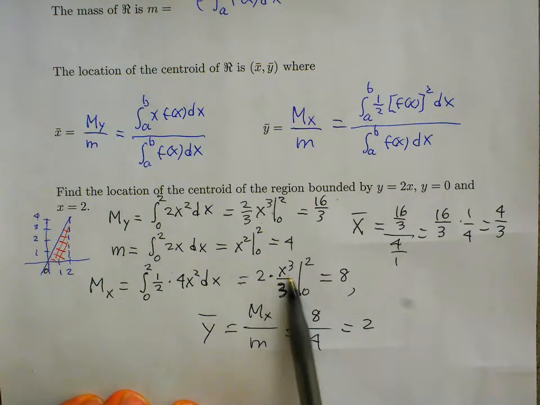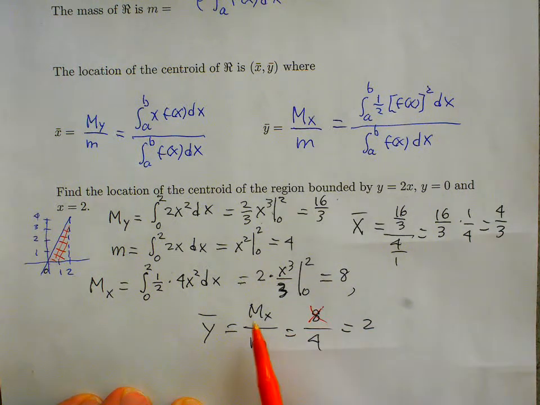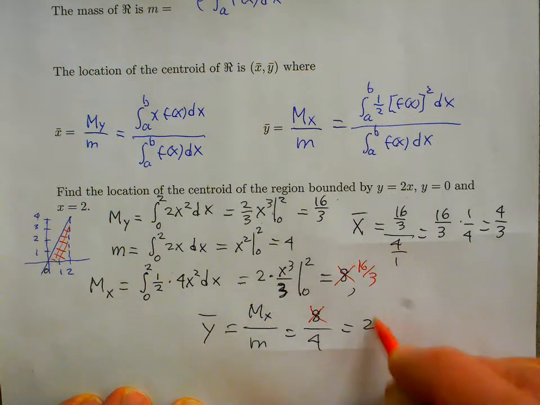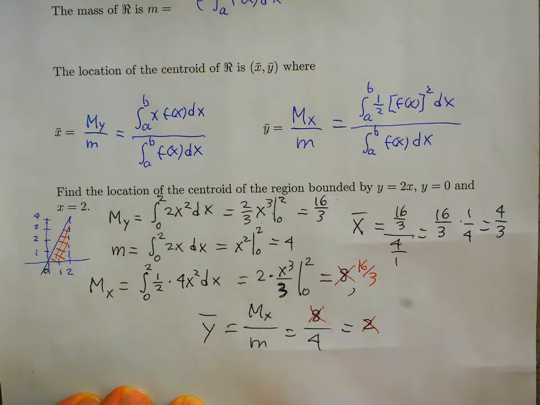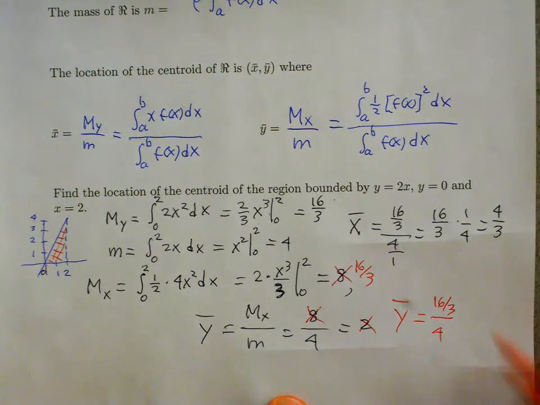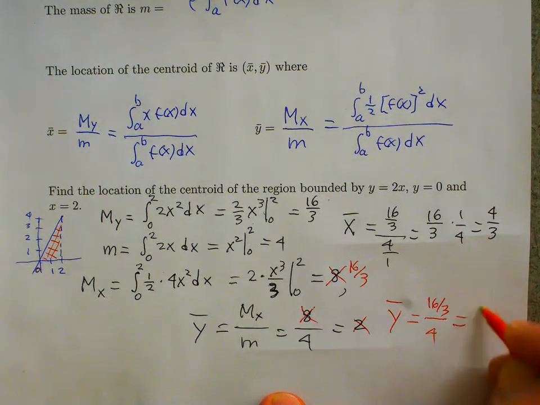So yeah, x to the third over 3 is the antiderivative. So this becomes 16 thirds instead. So yeah, y bar is 16 thirds divided by 4, which is also 4 thirds.